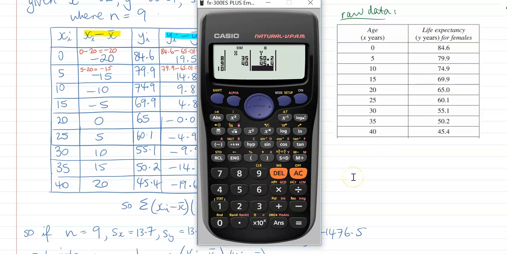Once you've entered in all your values, just do a quick recheck that you've entered them all in correctly. Press your AC. Shift 1 brings up your statistical functions on your calculator. Select option 5, Reg, and option 3 gives you your correlation coefficient, and press equals. There we go.